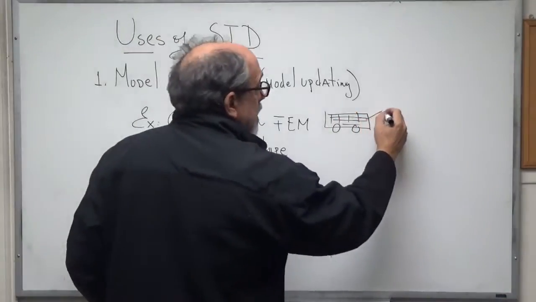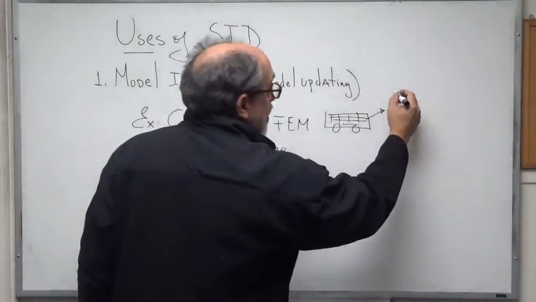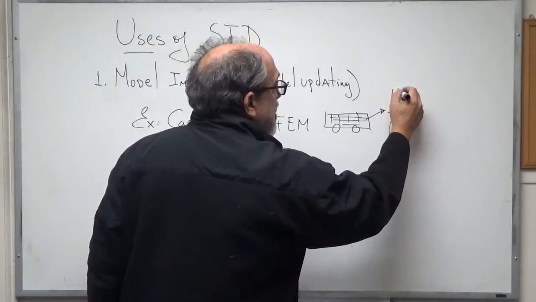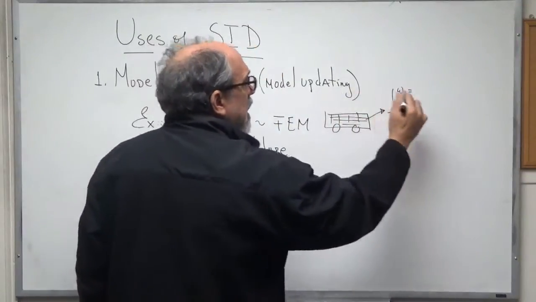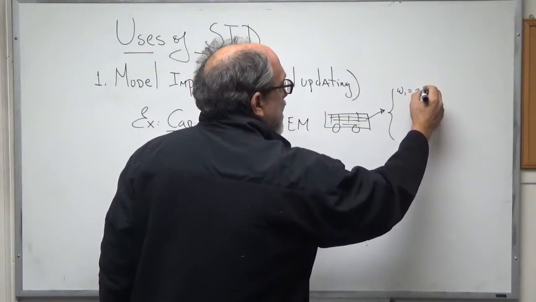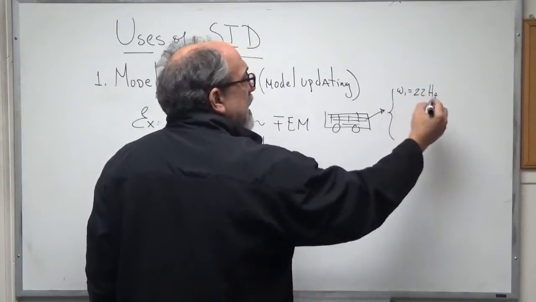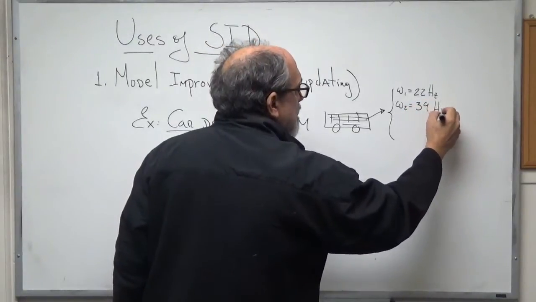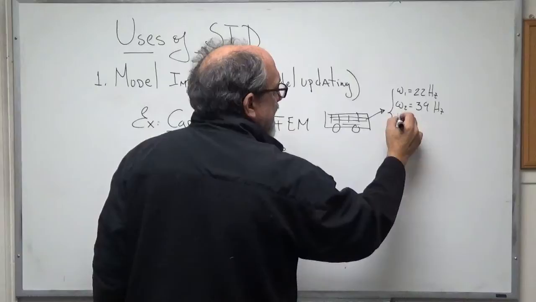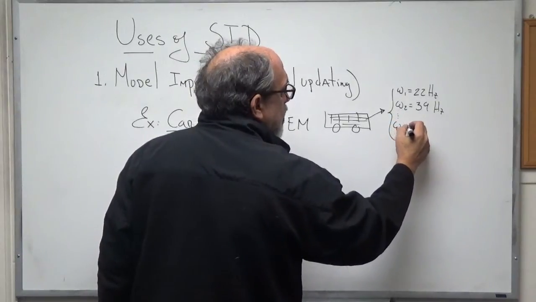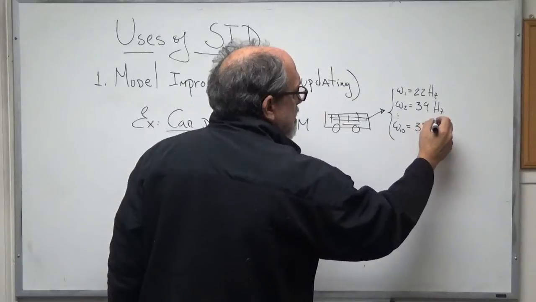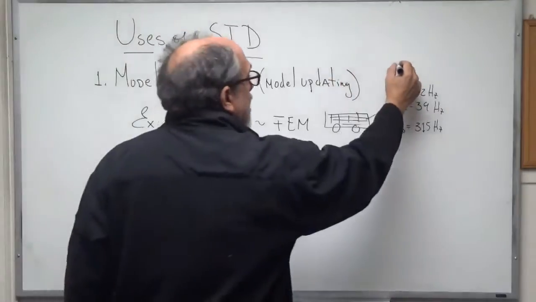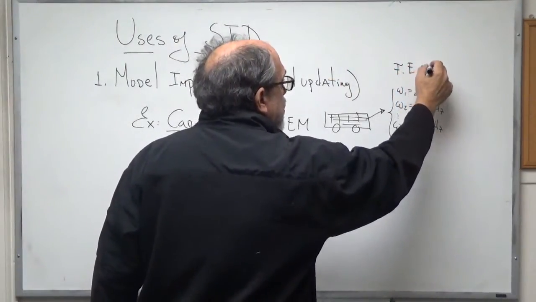Now the finite element model would say, for example, that the first frequency of this car happens to be, I don't know, 22 hertz. And it has a certain shape, and let's say that the second frequency of vibration is 39 hertz, and the 10th frequency is 315 hertz. And then there's more. So these are finite element predictions.